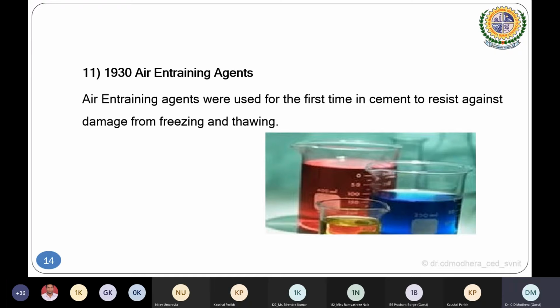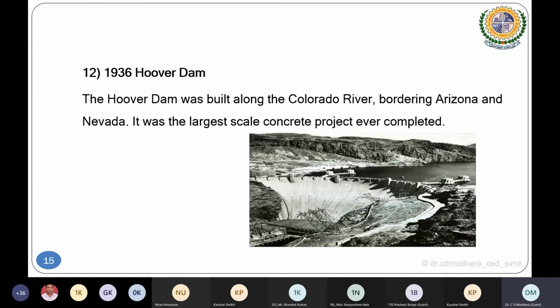Then in 1930, air entraining agent was also introduced. It resists damage from freezing and thawing. This is just in sequence, I wanted to show what developments or advances have taken place from its beginning to date.